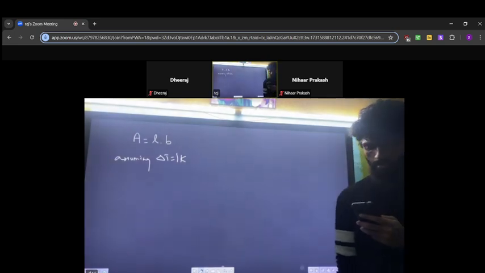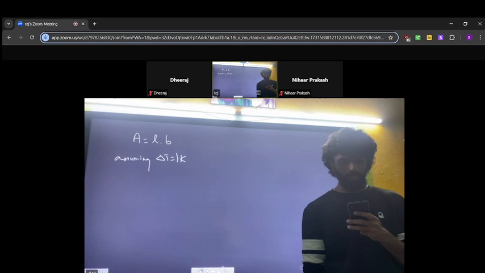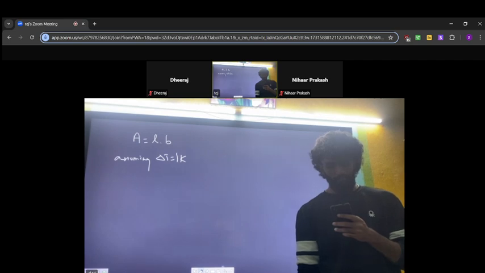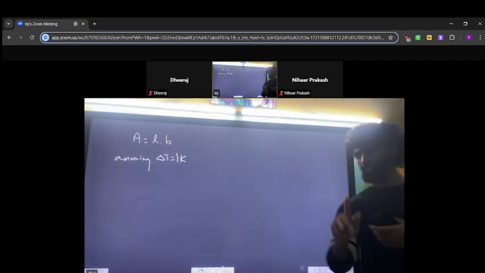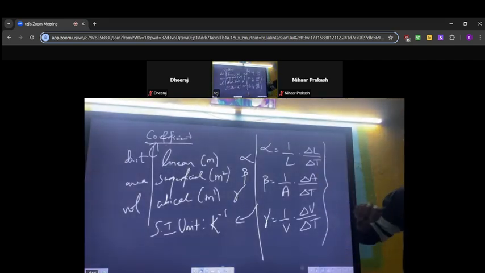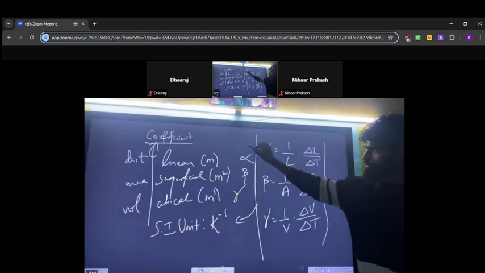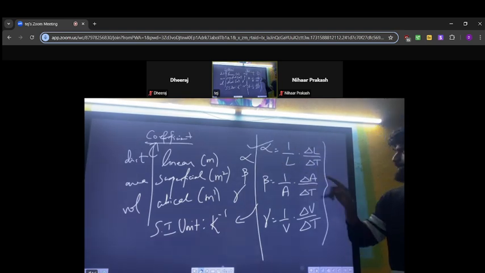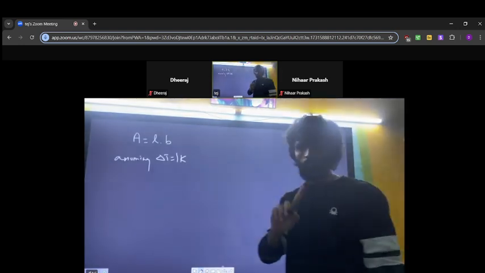Assuming delta T is equal to 1 Kelvin, we get... okay, the focus here. I'll go back here. Look at the first one. Now we're assuming that delta T is equal to 1 Kelvin. So 1 second. Okay. Don't write anything.